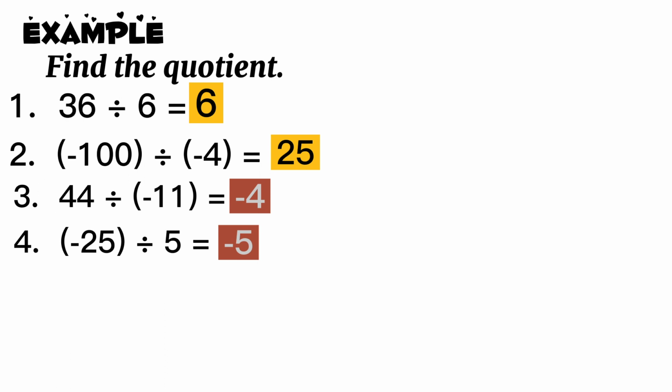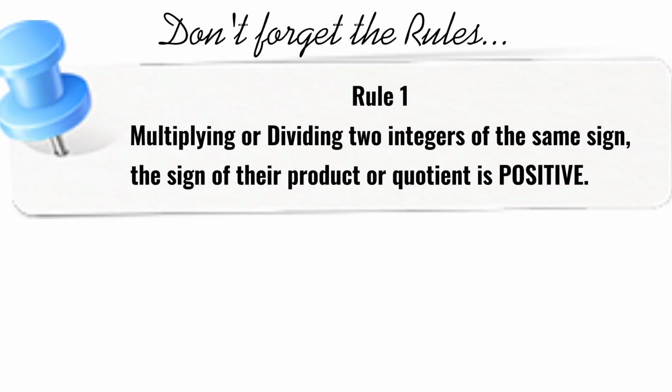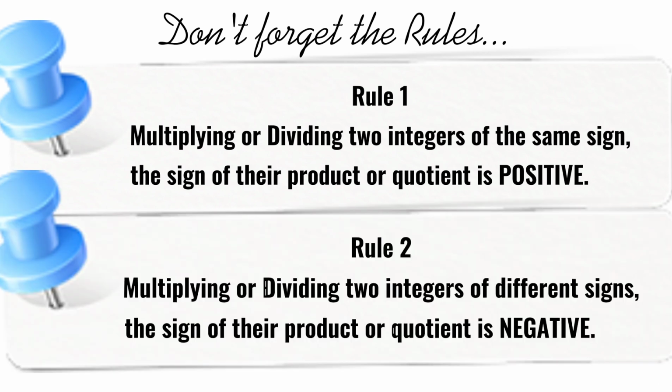So, this is how we multiply and divide integers. Remember, don't forget the rules. We have rule 1 and rule 2. Multiplying or dividing two integers of the same sign, the sign of their product or quotient is positive. For rule number 2, multiplying or dividing two integers of different signs, the sign of their product or quotient is negative.